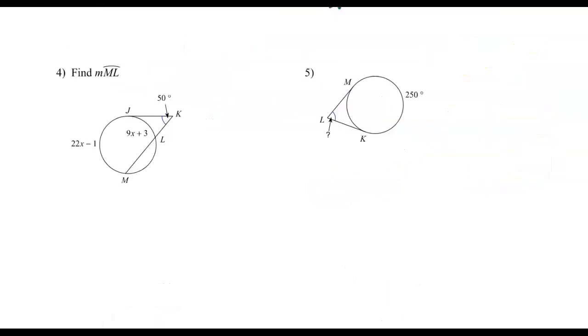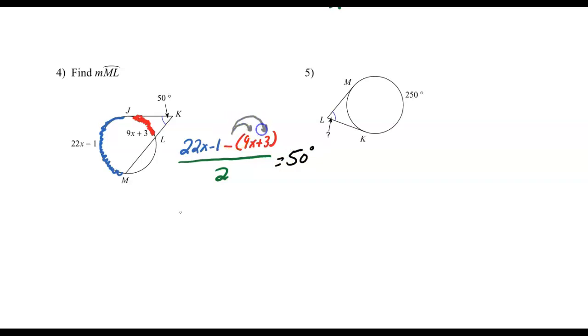So let's take a look at problem number 4. We know the big arc is 22x minus 1. We know the little arc is 9x plus 3. So it's going to be the big arc minus the little arc divided by 2 is equal to the angle. And when you do this problem, make sure you distribute that negative. So 22x minus 1 minus 9x minus 3 over 2 is equal to 50.